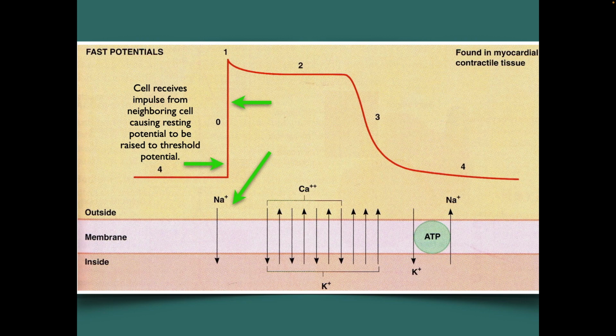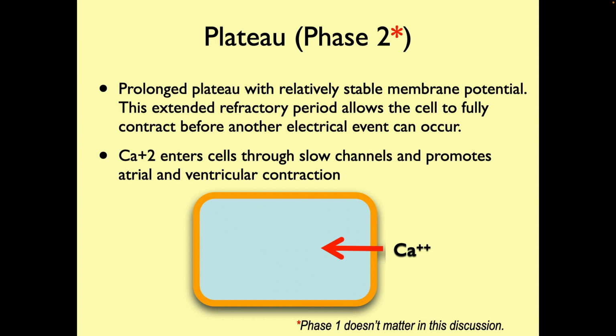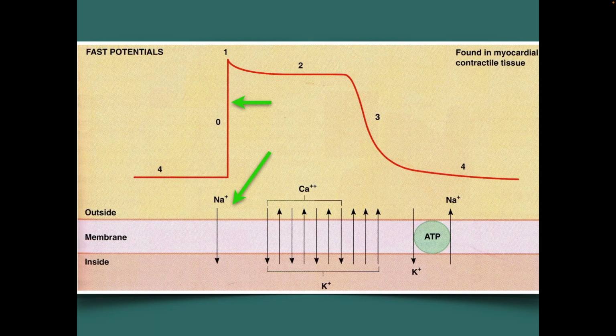Okay, and then the plateau phase, the next phase is phase 2. We're really not all that interested in phase 1. I skipped over phase 1. If you remember, let's go back a minute. This is phase 1. This is 0. This is 1. We don't care about phase 1, so we're just going to skip over. It's not important for ECGs. It's not important for pharmacology. But phase 2, that plateau phase, is a bit important.